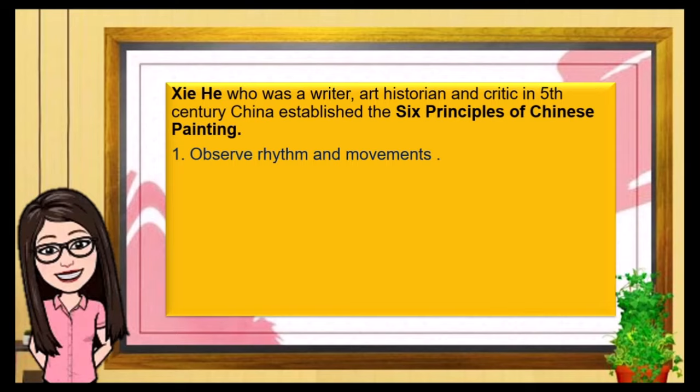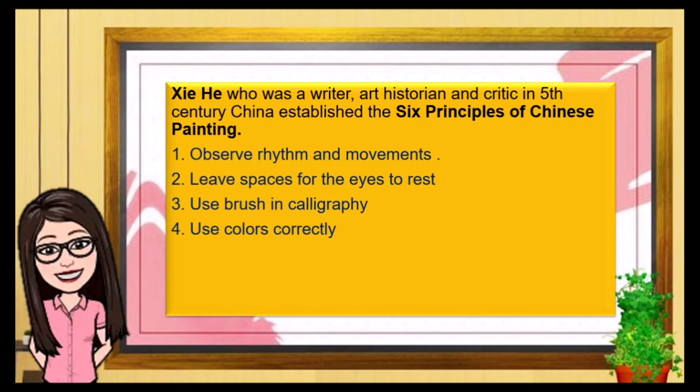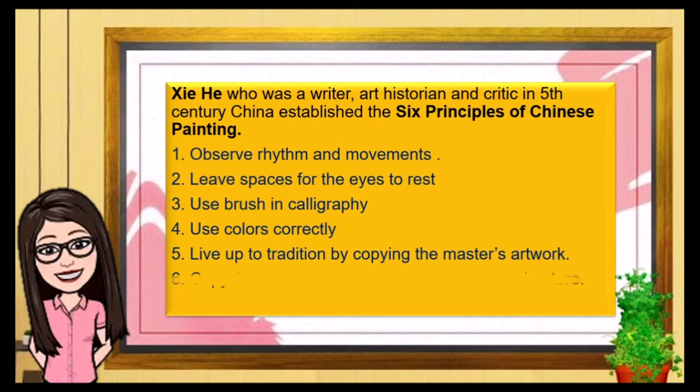Xie He, who was a writer, art historian, and critic in 5th century China, established the six principles of Chinese painting. Number 1, observe rhythm and movements. Number 2, leave spaces for the eyes to rest. Number 3, use brush in calligraphy. Number 4, use colors correctly. Number 5, live up to tradition by copying the master's artwork. Number 6, copy the correct proportion of the objects and nature.